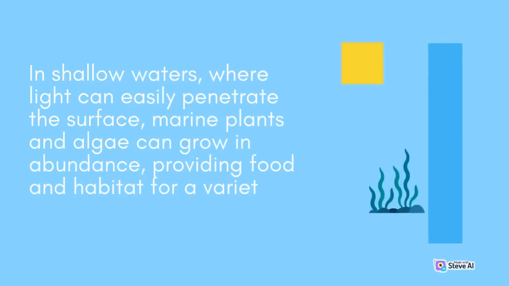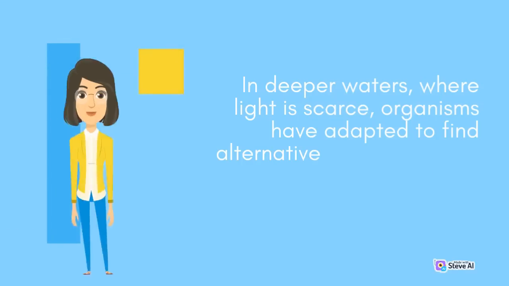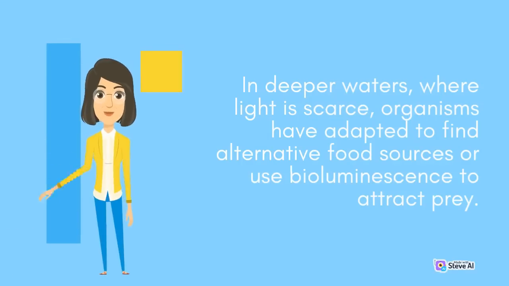In shallow waters, where light can easily penetrate the surface, marine plants and algae can grow in abundance, providing food and habitat for a variety of organisms. In deeper waters, where light is scarce, organisms have adapted to find alternative food sources or use bioluminescence to attract prey.